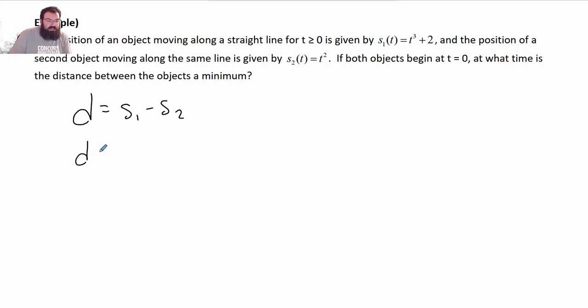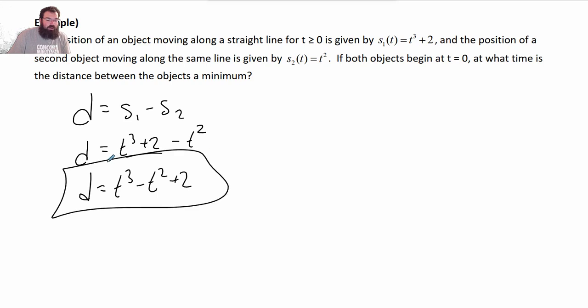And so I get D is equal to S1, which was t cubed plus 2, minus t squared. Again, I'm just going to write that differently, but it's the same thing. Now, because I have my equation in one variable, d and t, I can take the derivative. So I get d prime is equal to 3t squared minus 2t. And then d prime goes to 0. Now I want to solve this.